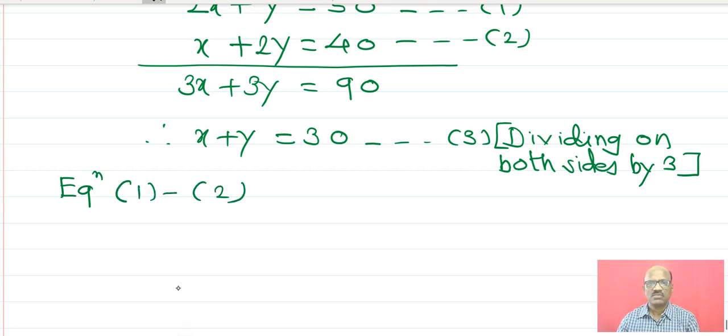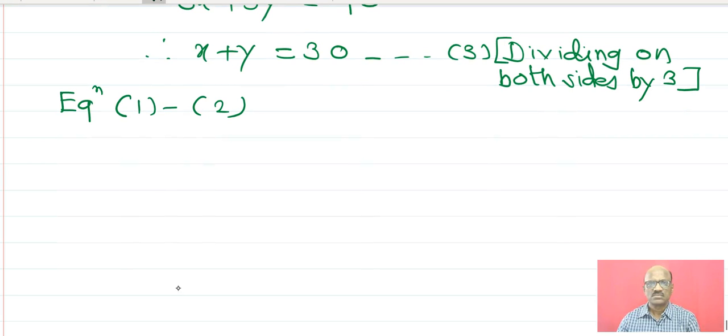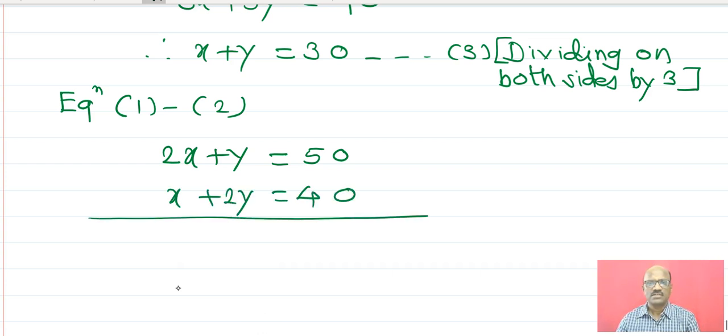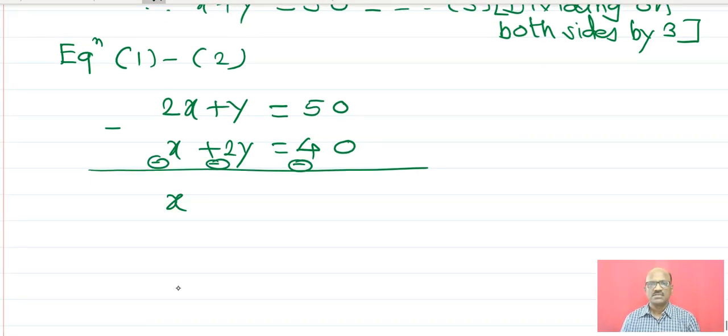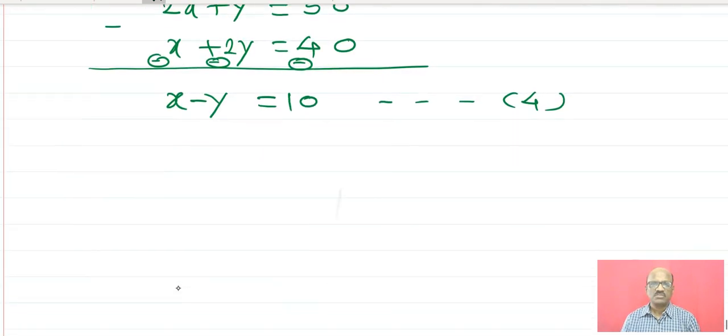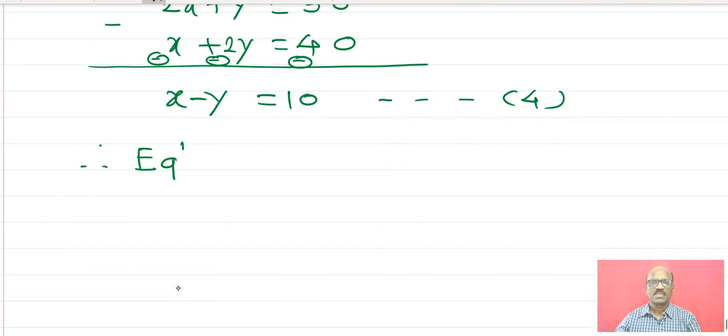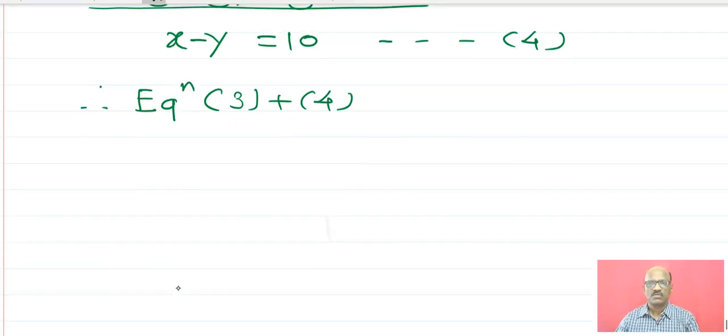Equation 1 minus 2. Then we will get 2x plus y is equal to 50 and x plus 2y is equal to 40. Now make their subtraction: minus, minus and minus. Therefore x minus y is equal to 10. This is equation number 4. Now solve these two equations, that is equation number 3 and 4. Add these two equations, equation 3 plus 4.